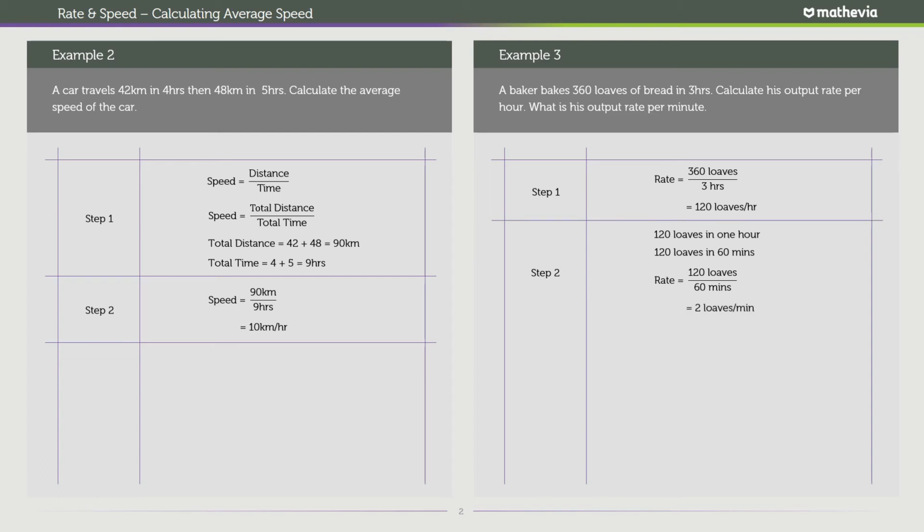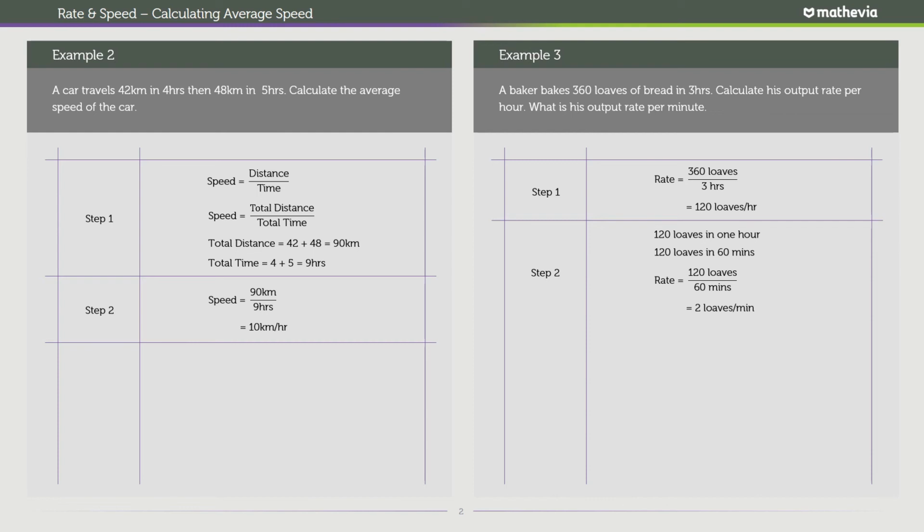So this baker bakes 2 loaves every minute, and as a result of this, he's able to bake 360 loaves in 3 hours. Because every minute he bakes 2 loaves. And that is the rate at which this baker bakes his bread.